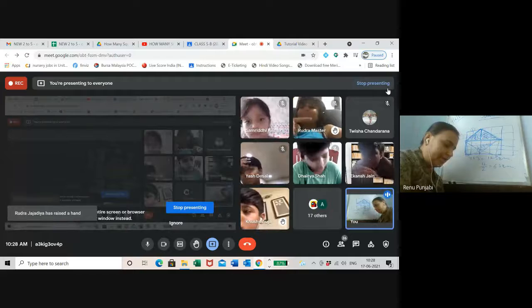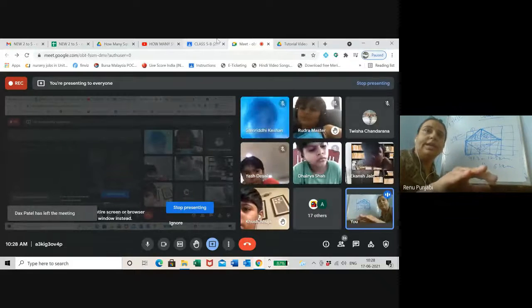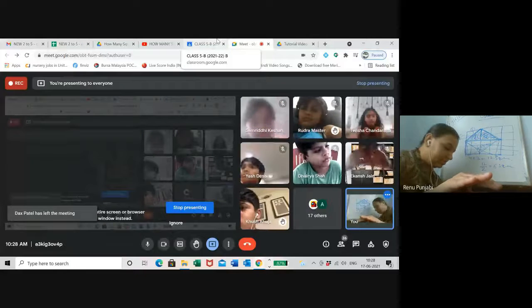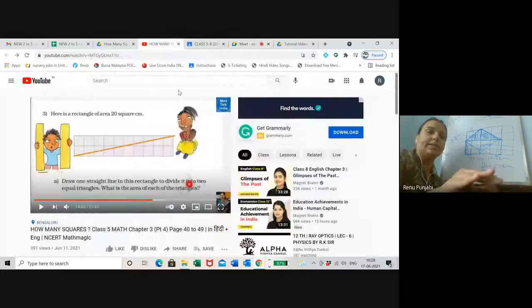1, 2, 3, 4, 5, 6, 7, 8, 9, 10 squares are in the row and 2 in the column. So, yes, wait a minute. I'll present it: it's 20 square centimeter.